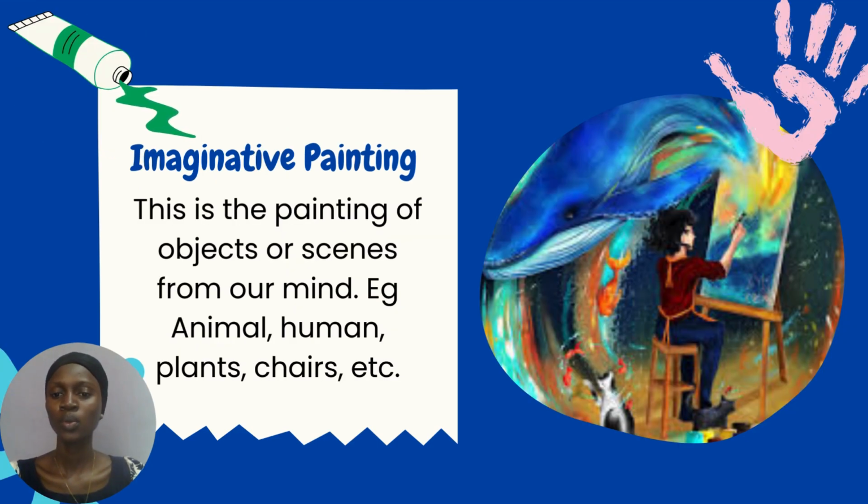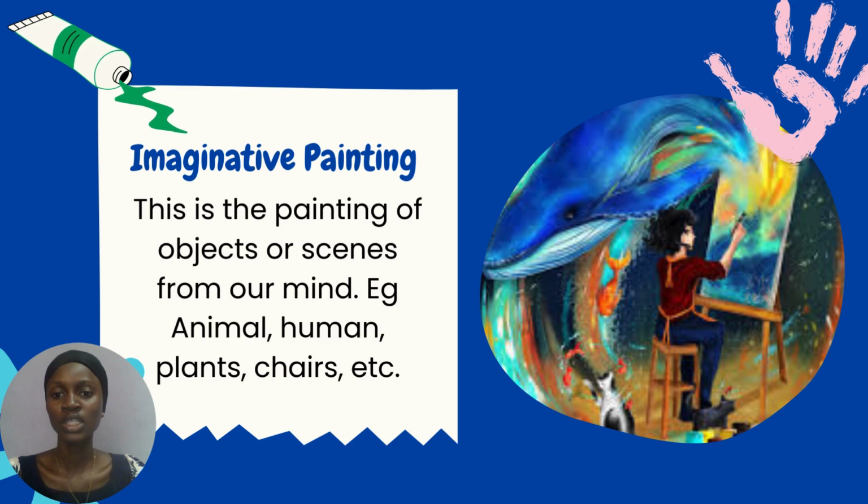And number four, we have imaginative painting. Imaginative painting is the painting of objects or scenes from our mind, whatever comes to our head. All right. Simply, I can just tell you to draw and paint a dog. You don't need to see a dog to know what a dog looks like. Your painting or your drawing might not be perfect, but you know what a dog looks like. You know a dog has two ears up, and then a dog has sharp teeth and has four legs.